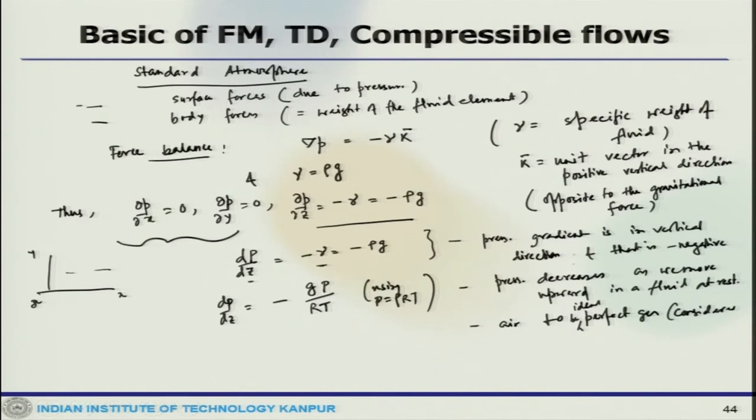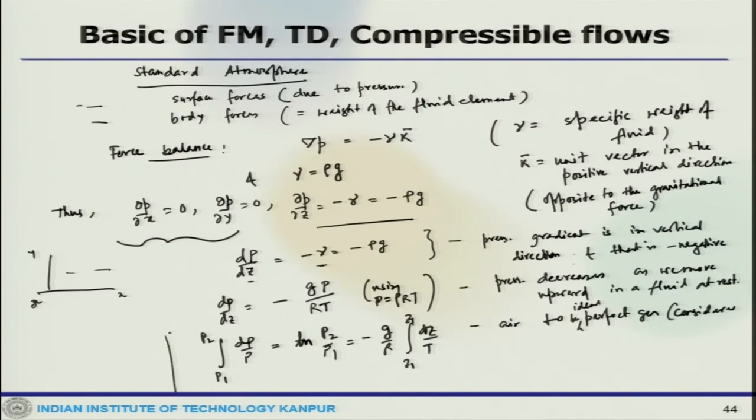So, if we separate the variables and integrate, this would look like, from P1 to P2, ln(P2/P1) minus g/R times the integral from z1 to z2 of dz/T.